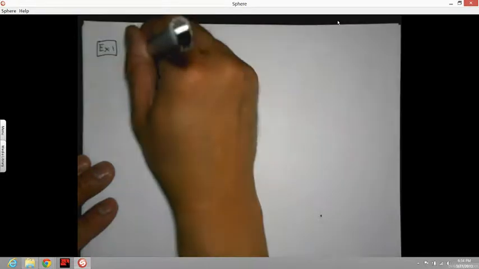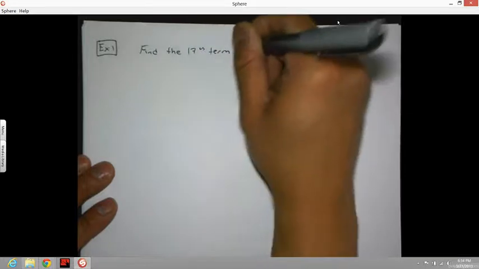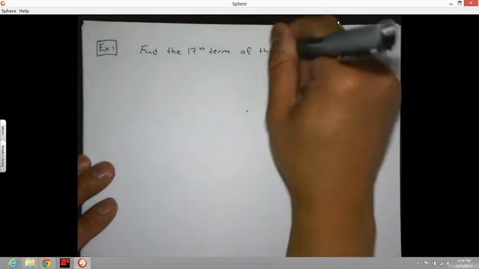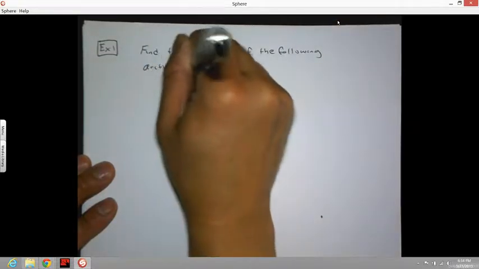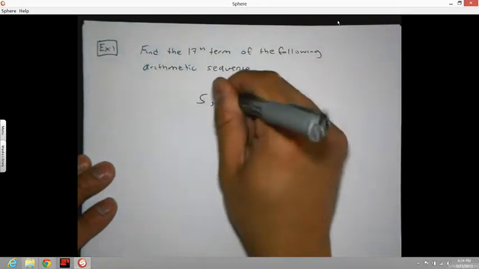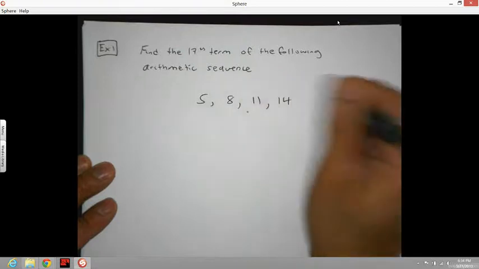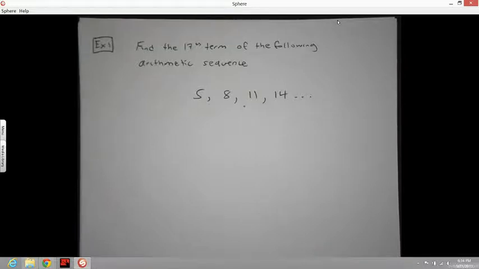So my first question is, find the 17th term of the following arithmetic sequence. And I'll give you the sequence right now. It's going to be 5, 8, 11, 14, and then I'll put dot, dot, dot, because we don't know what that is. We'll have to figure it out. So let's take a look at that right now. You can pause the video. You can look at which formula to use, and then you can find the answer. I'm going to wait 5 seconds, and I'll show you how to get the answer.